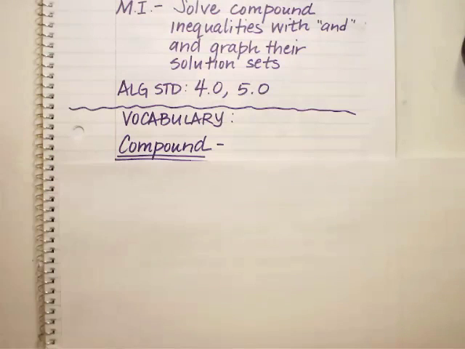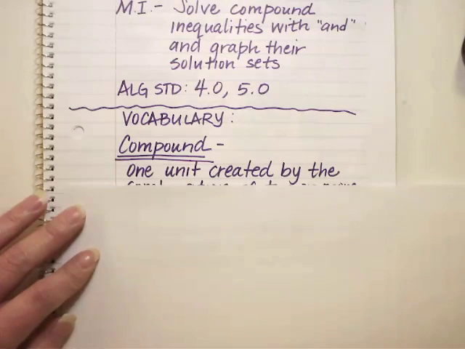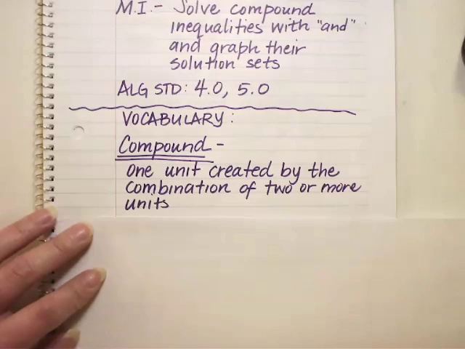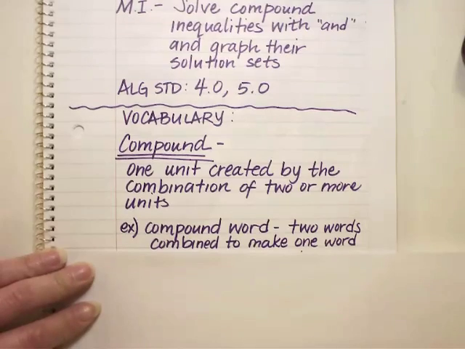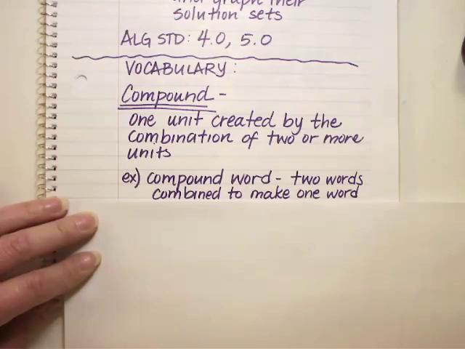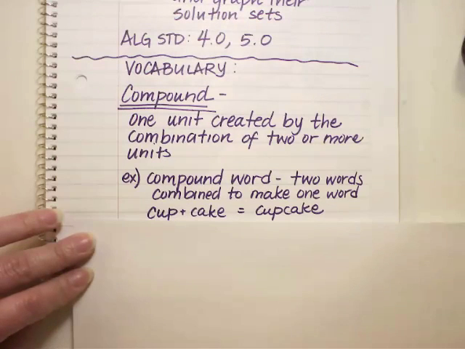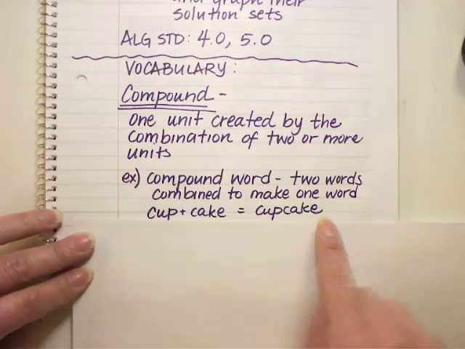So just to go over some vocabulary, the word compound, you may have heard it in other classes. In science, we talk about compounds when we take different elements and put them together. In language arts, we talk about compounds as in compound words or compound sentences. So today for us, compound is one unit created by the combination of two or more other units. Examples taken from language arts: compound word, you take two words and you put them together to make one word. Example, everyone loves cup plus cake is cupcake. So that is a compound word. We made a new word out of two different words.